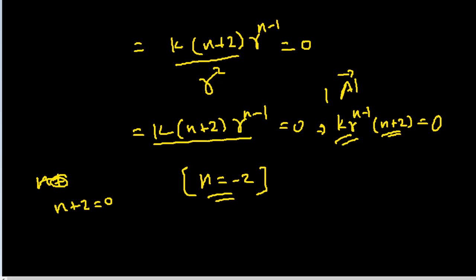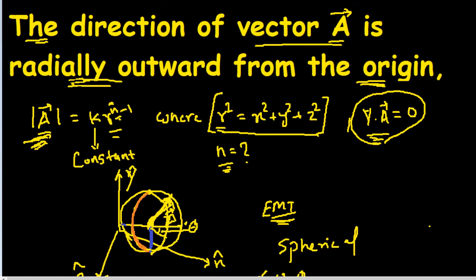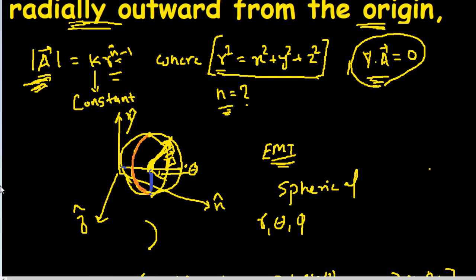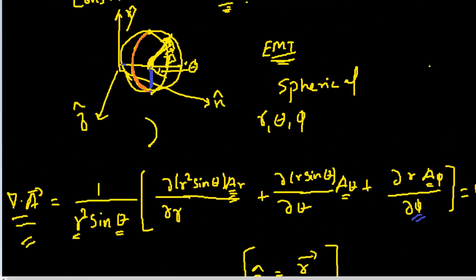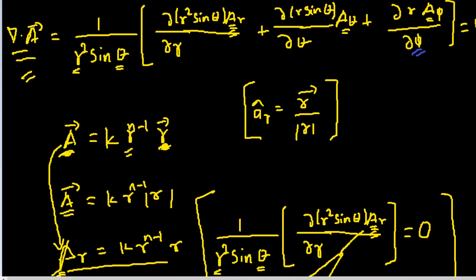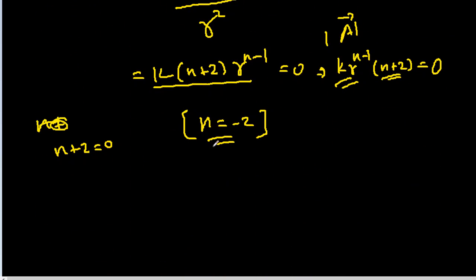I hope I helped you to get the concept of this problem. Now a review: we have a vector A which is radially outward from the origin, and the given r equation, the square root of x square plus y square plus z square, we don't even need. The procedure we use is to take the spherical coordinates from electromagnetic theory and follow the equations, and we get the solution as n equals minus 2. Thank you for being with me.